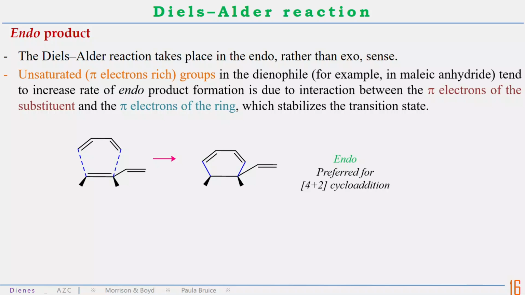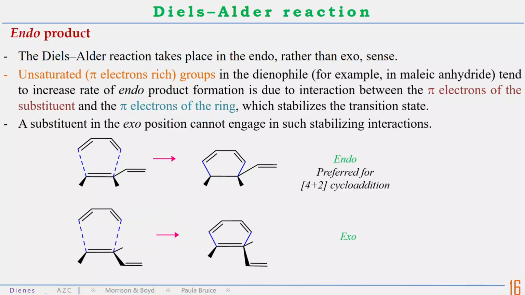This is due to interaction between the pi electrons of the substituent and the pi electrons of the ring, which stabilizes the transition state. A substituent in the exo position cannot engage in such stabilizing interactions.